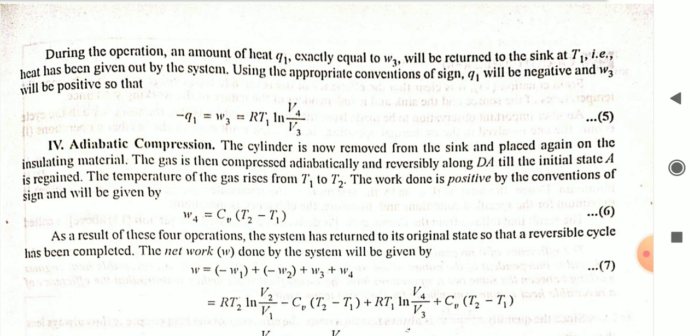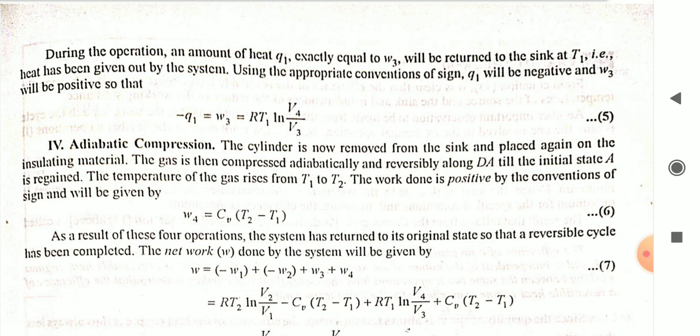Adiabatic compression. The cylinder is now removed from the sink and placed again on the insulating material. The gas is then compressed adiabatically and reversibly along DA till the initial state A is regained. The temperature of the gas rises from T1 to T2 and the work done is positive by the convention of sign and will be given by W4 is equal to CV (T2 minus T1).